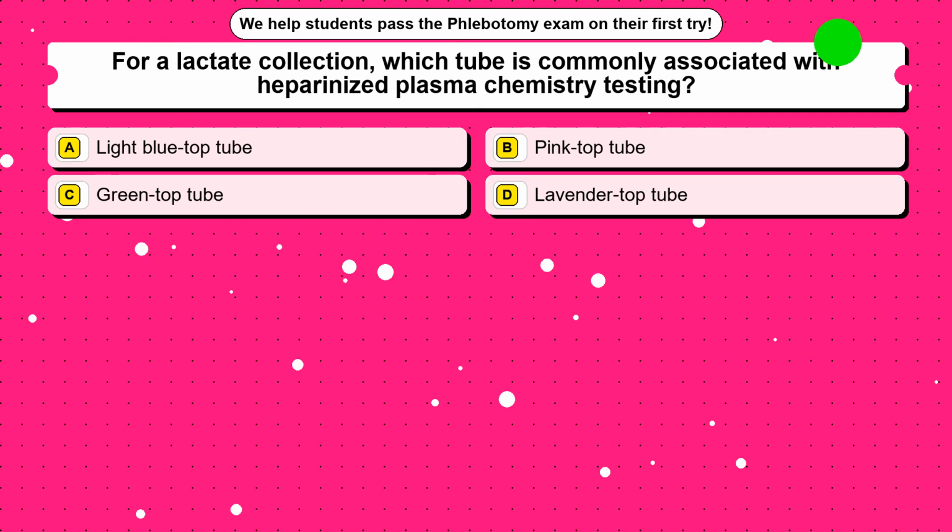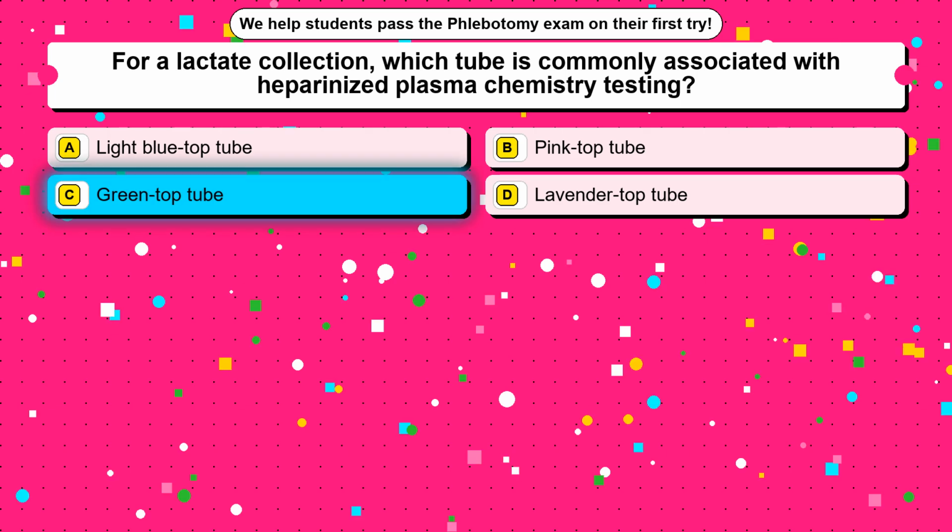Question 55. For a lactate collection, which tube is commonly associated with heparinized plasma chemistry testing? Option A, light blue top tube. Option B, pink top tube. Option C, green top tube. Option D, lavender top tube. The correct answer is option C.